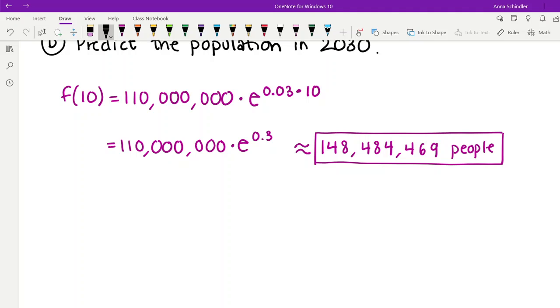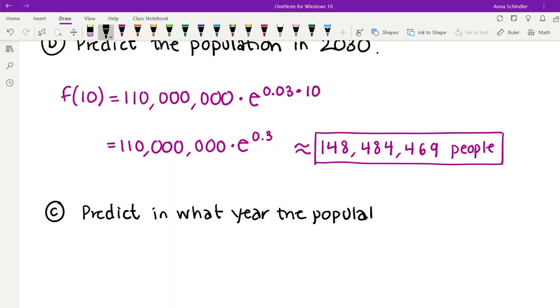Okay, one more question I want to ask is we want to predict in what year the population will reach 2 million people.